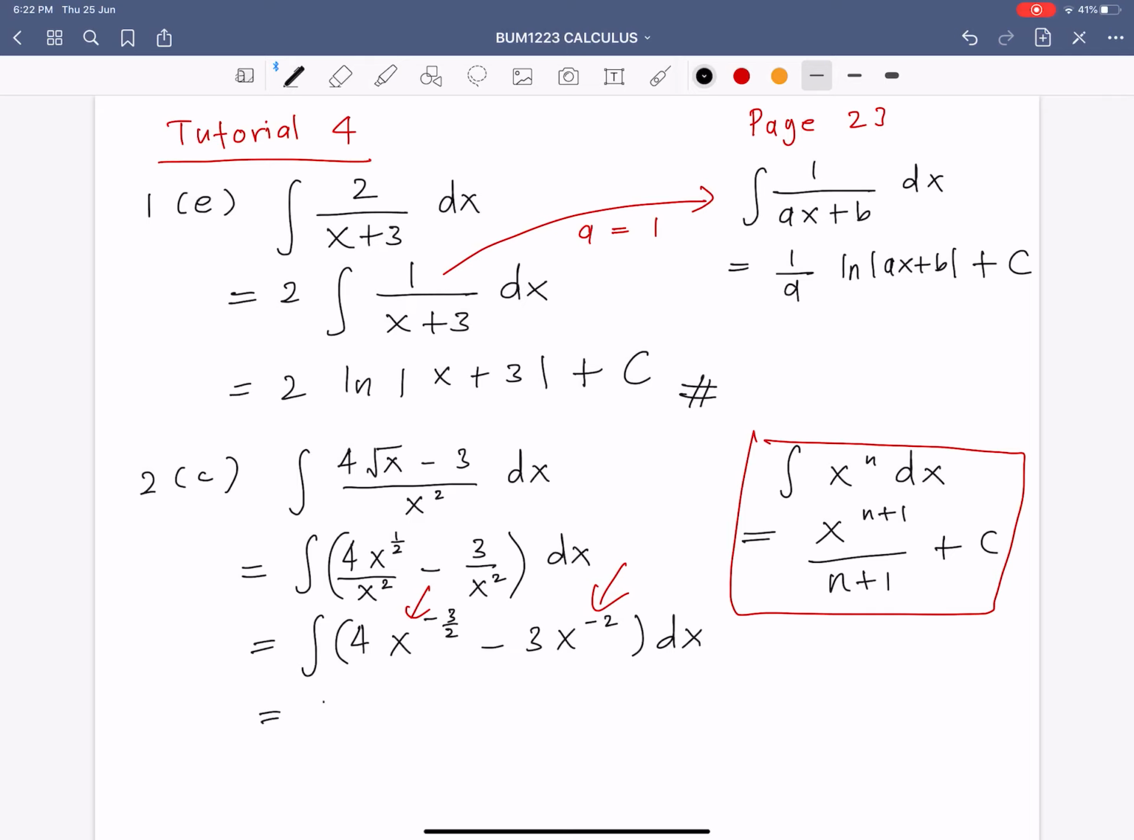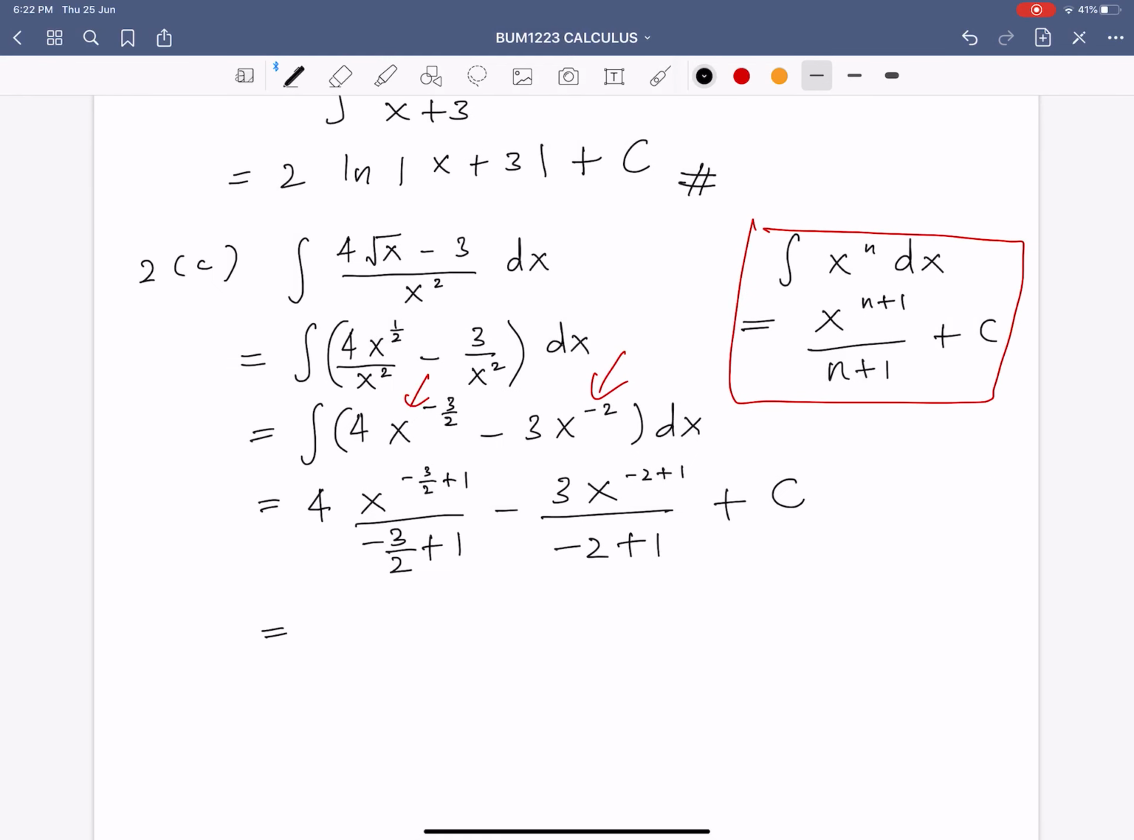So we have 4 x power of negative 3 over 2 plus 1 over negative 3 over 2 plus 1, minus 3x power of negative 2 plus 1 over negative 2 plus 1, plus c, where this is equal to 4 times x power of negative 1 over 2 over negative 1 over 2, and then minus minus we have plus 3 x power of negative 1 over 1, so 3x power of negative 1 plus c.